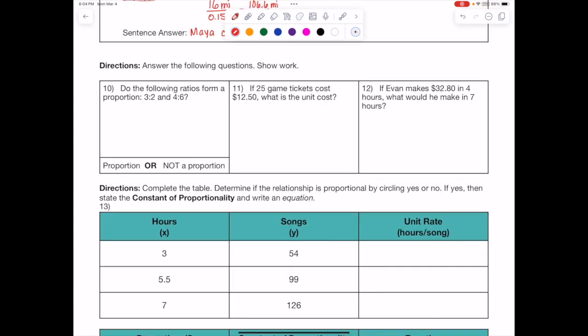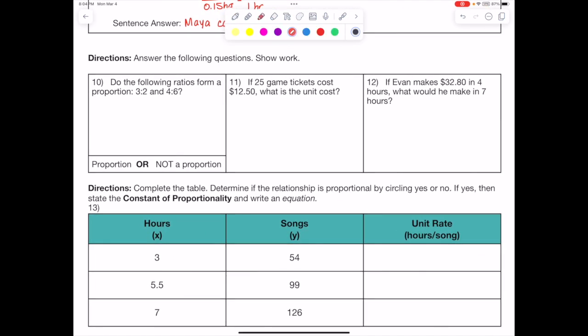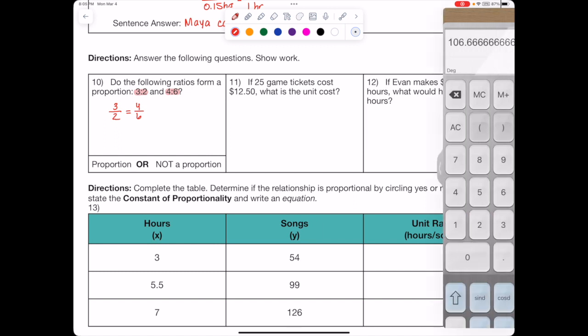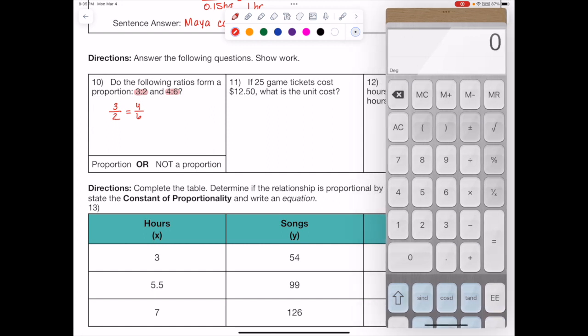All right, let's answer the following questions and show our work. Do the following ratios form a proportion? So 3/2 and 4/6. Okay, so let's go ahead and write them like a fraction. 3/2. And we're wondering, does it equal, means it's proportional, 4/6. And I've always said the easiest way is just to turn them into decimals, okay? You could cross multiply and see if they equal the same thing, but if they're proportional, it means that they equal the same, okay? So 3 divided by 2 is 1.5.